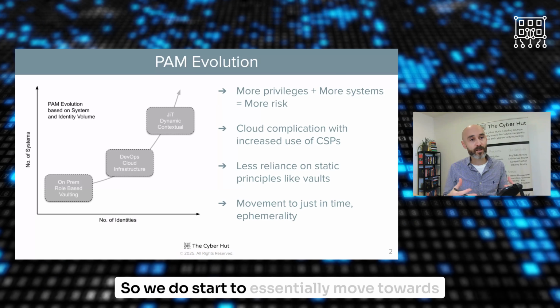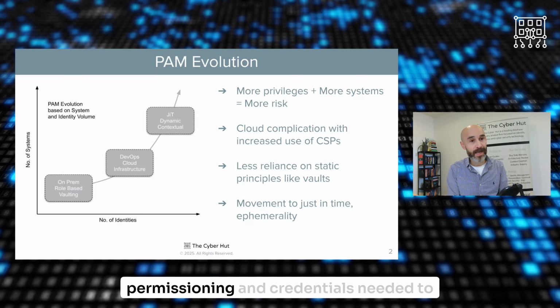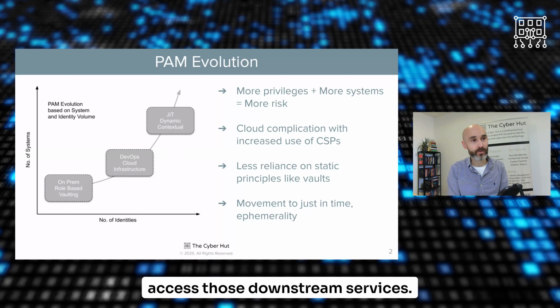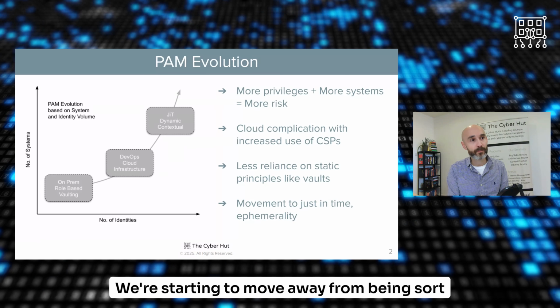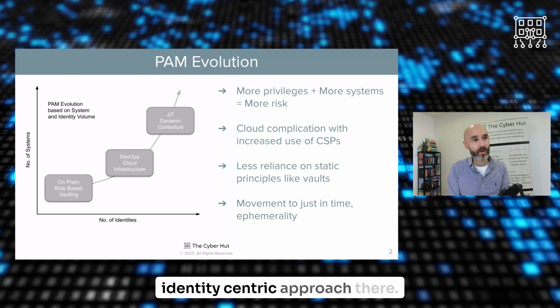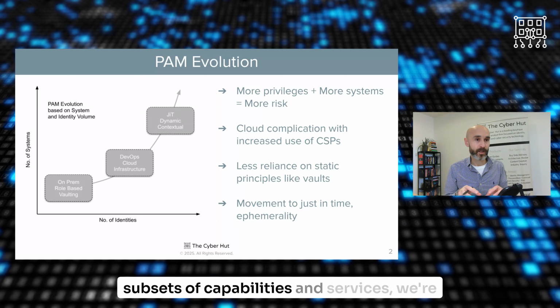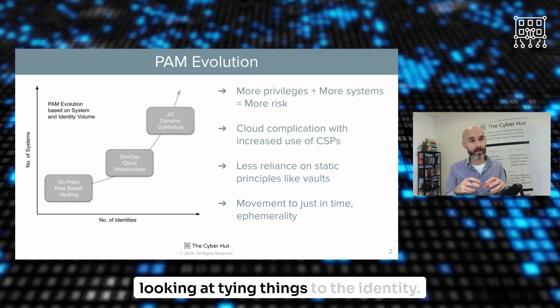So we do start to move towards things like just-in-time access, ephemerality of both permissioning and credentials needed to access those downstream services. In the last decade, we're starting to see privileged access evolve. It's starting to move away from being system-centric and on-premises to being much more of an access-centric and identity-centric approach, where we're not just looking at particular subsets of capabilities and services. We're looking at tying things to the identity.